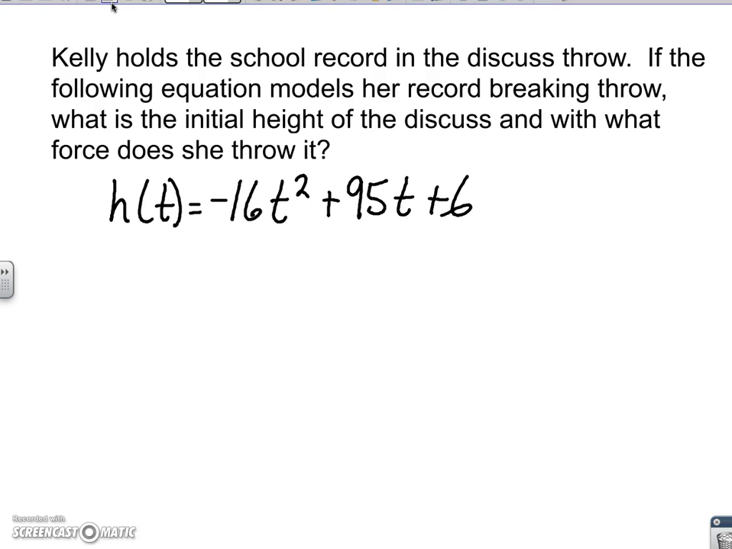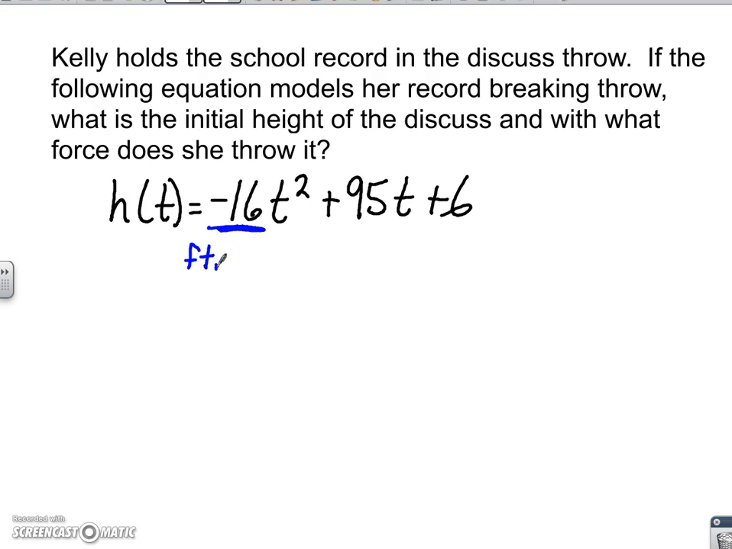They don't tell us whether we're dealing with feet or whatever. So let's look at this. First of all, this negative 16 right here, well, there's gravity. And that negative 16 tells us we are dealing with feet. So that right there tells us that we are dealing in terms of feet. All right, so that's a good thing to know.